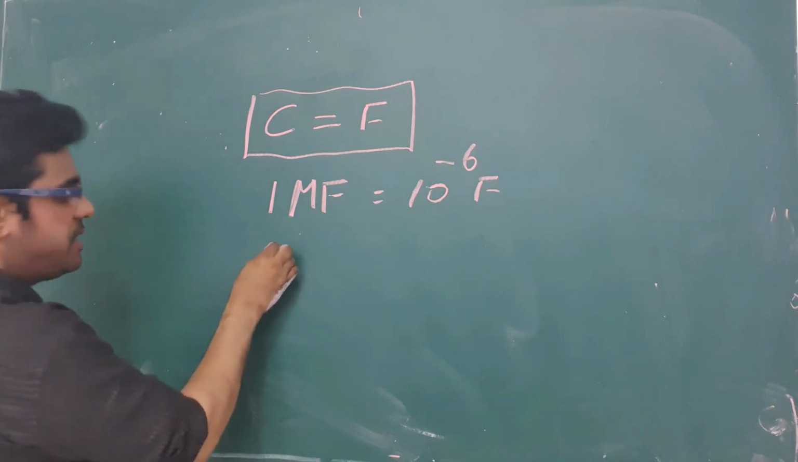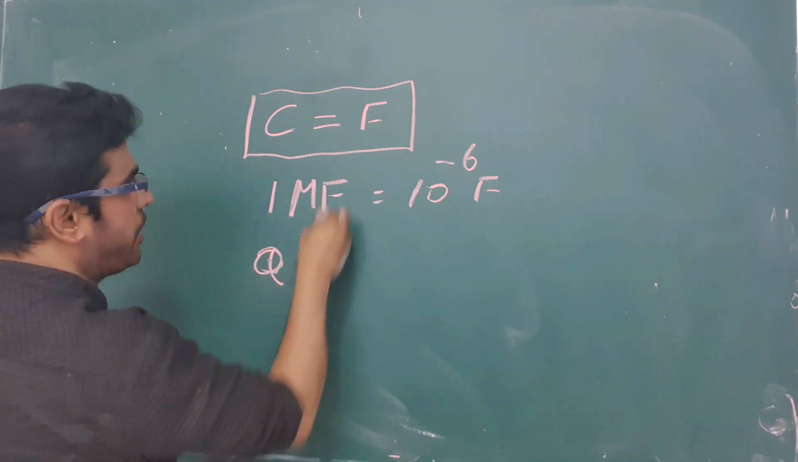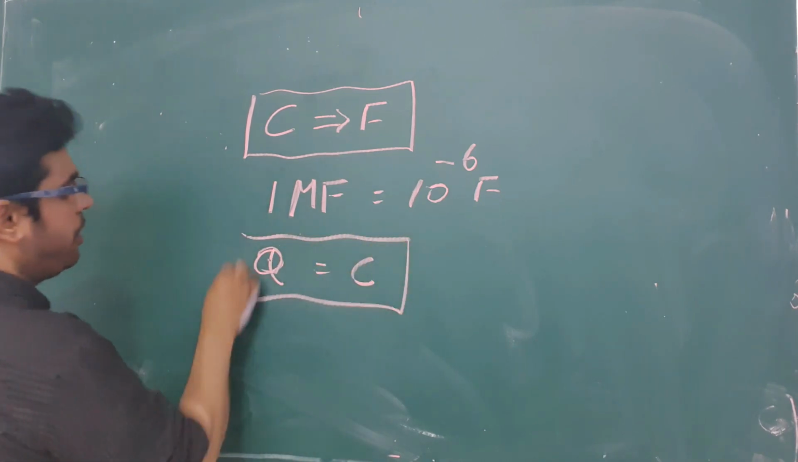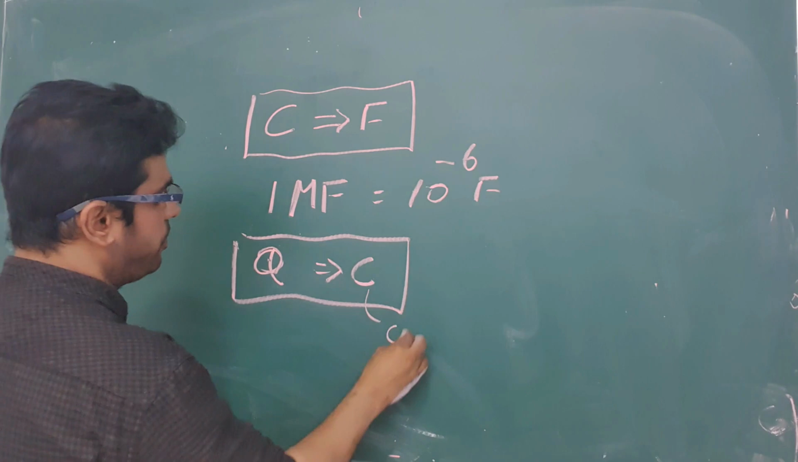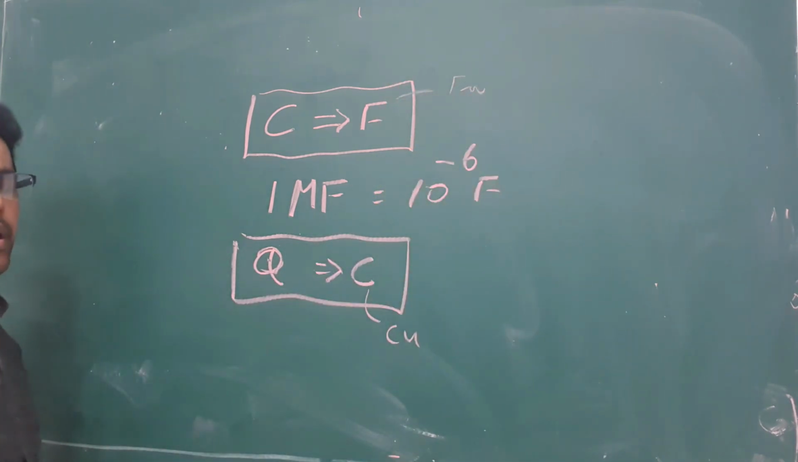Now, the second one is charge. Charge is measured in coulombs. This is coulomb, and this is farads.